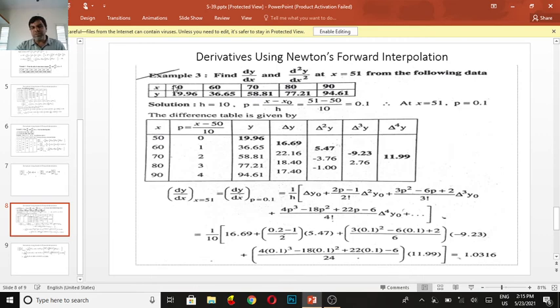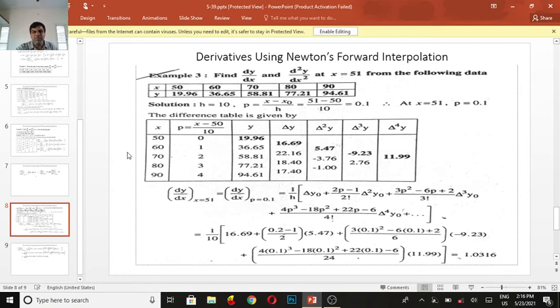So we observe the interval differences 50, 60, 70, 80, 90, so h is 10. I take p equal to the formula x minus x naught by h. At x equal to 51, x naught is the initial value 50, so 51 minus 50 divided by 10, we get 1 divided by 10, that is 0.1. At x equal to 51, p equal to 0.1.